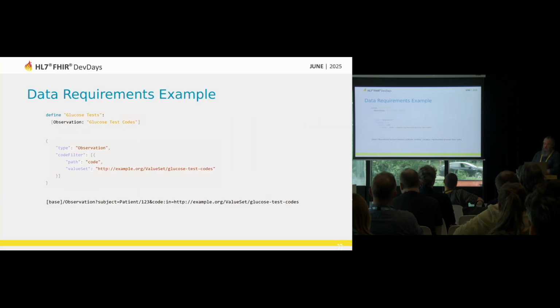So here's an example, a fairly simple expression: just give me all observations. Again, this will be within the context of the patient. And that will manifest within the library data requirements as this observation with a code filter. You can also add date filters into data requirements if you know the time frame that you're looking for the data within. But this correlates to this simple FHIR query here: observation subject equals patient, code in this value set.